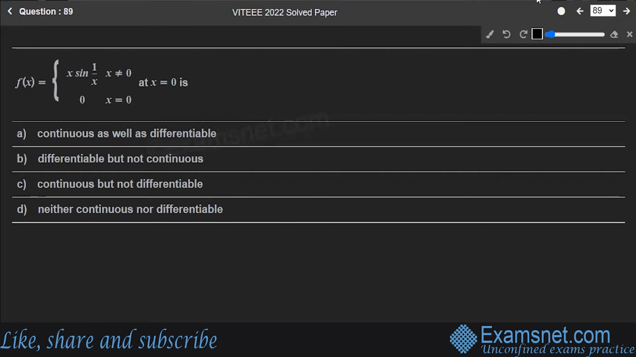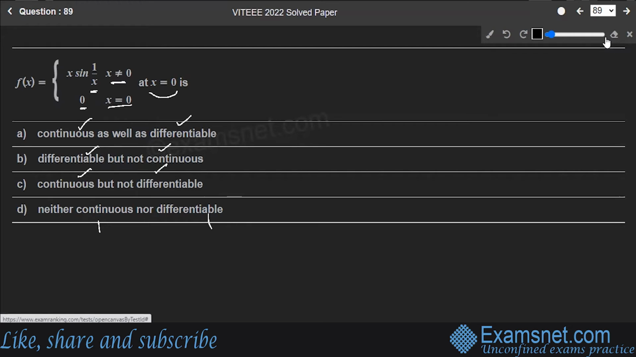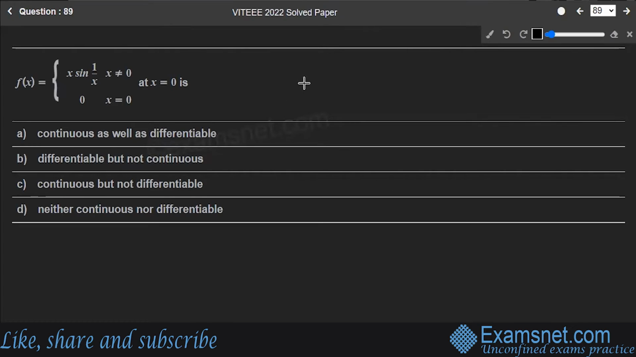Question number 89. f(x) is equal to x sine 1 upon x when x is not equal to 0, and this is 0 when x is equal to 0. At x equal to 0, what type of function is this? Is it continuous and differentiable both? Differentiable but not continuous, continuous but not differentiable, or neither? I have to check for the continuity and the differentiability of the function. First of all, I'll go with the continuity.